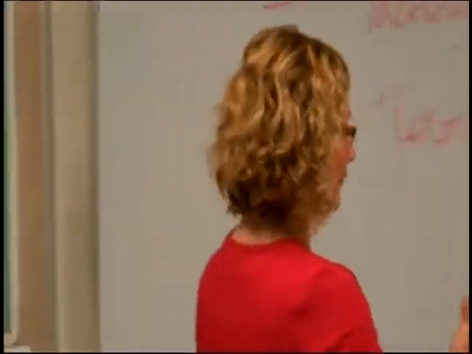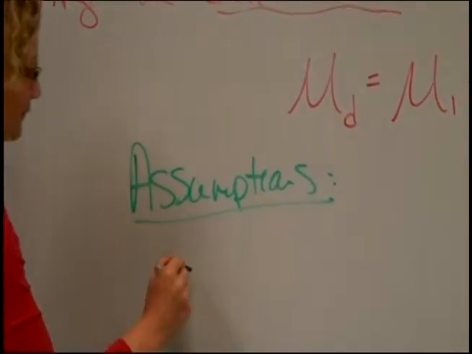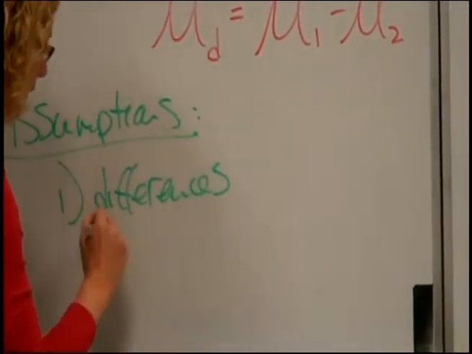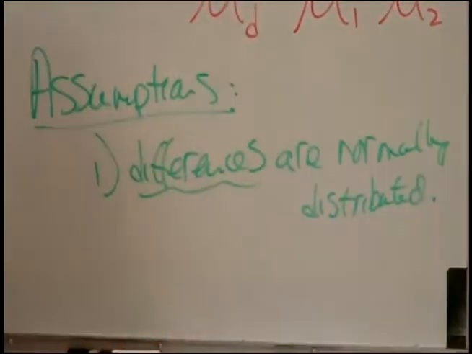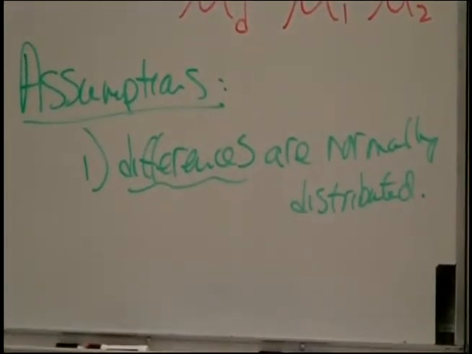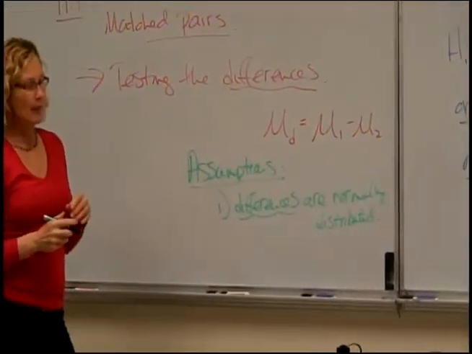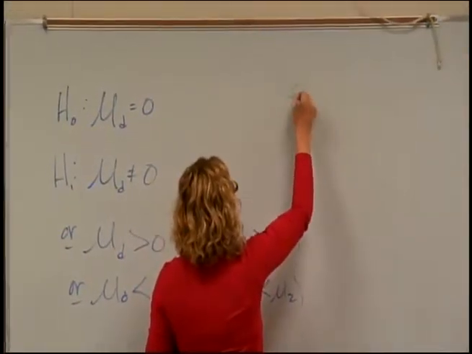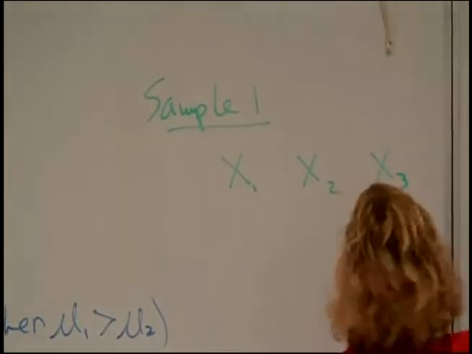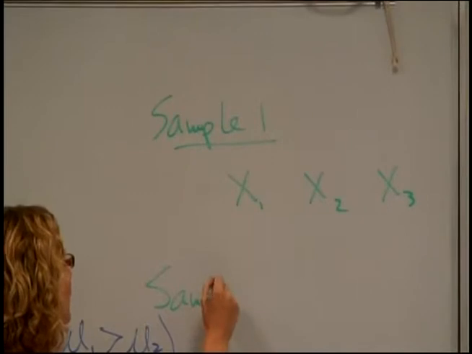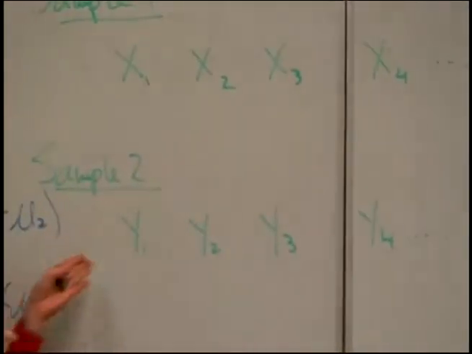Okay, so, where was I? Oh, the assumptions. The assumptions are that the differences are normally distributed, that would be those numbers that you get as a result of the subtraction. So let's say you've got sample 1: x1, x2, x3, x4. There's all your data. And let's say sample 2 is y1, y2, y3, y4, and so on and so forth. Those are the pieces of data.